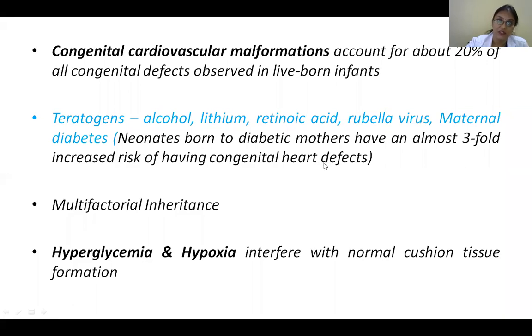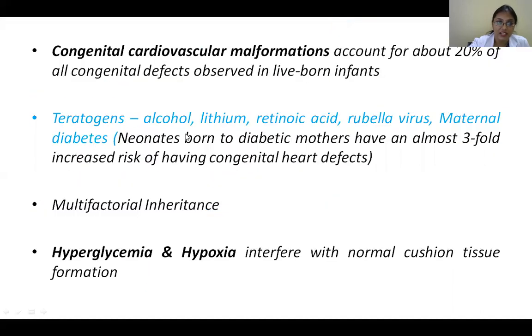So usually diabetic mothers have more chances of giving birth to a baby with a congenital heart defect. And genetically, if you see, it's multifactorial. It's not one single cause for the development of heart diseases. It is rather multifactorial.